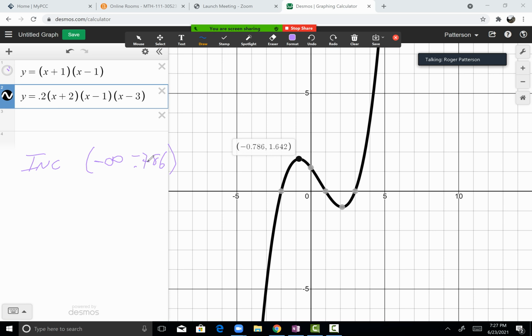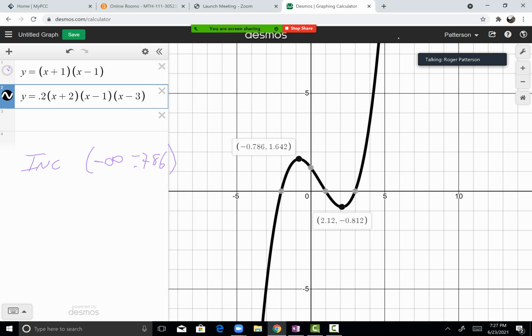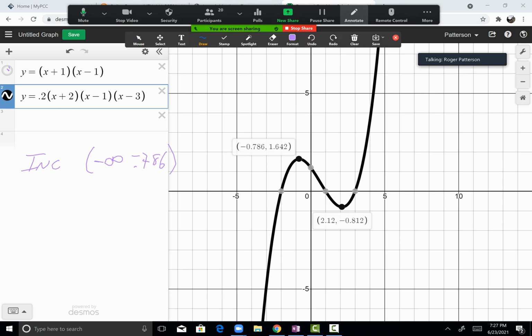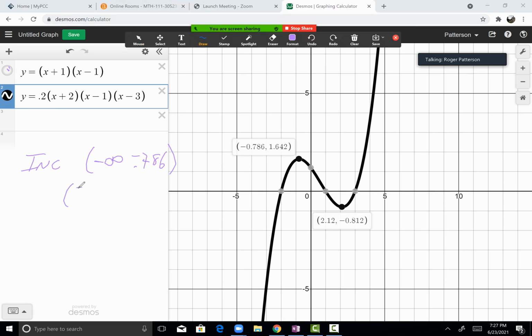Now it's increasing again from this point on up. All right. So I could go here and tap on that. Oh, it's 2.12. Okay. So now I'm going to go here. I'm going to say from 2.12 to positive infinity, it's increasing. Notice how I'm putting parentheses and not brackets, because at that 2.12, or approximately, because Desmos approximates everything, it's flat. Nothing's happening there, okay?